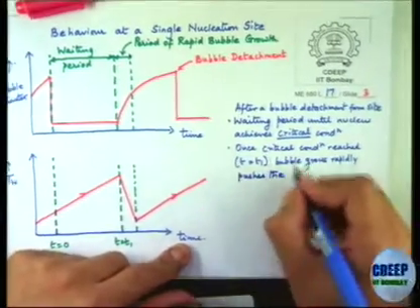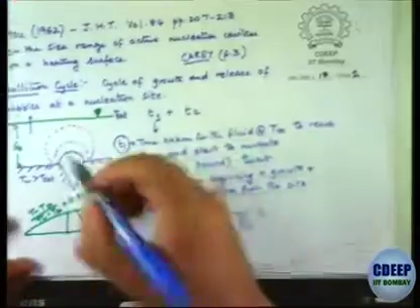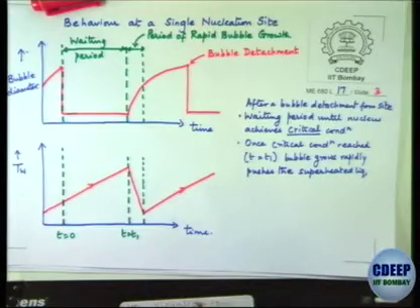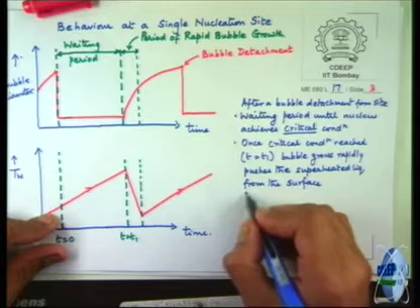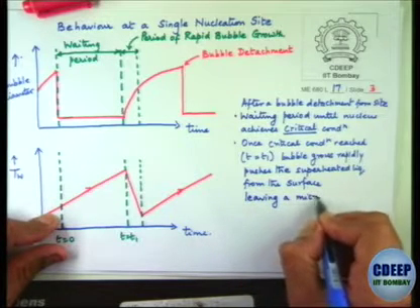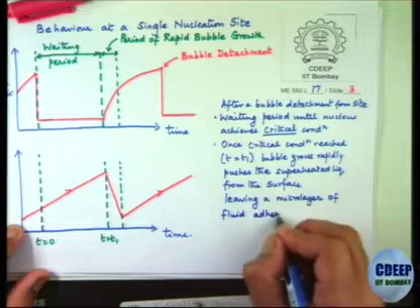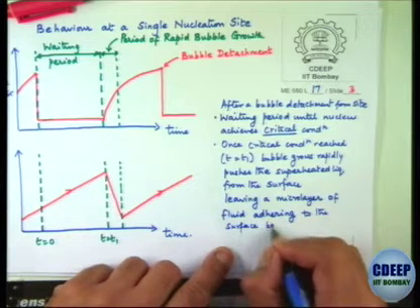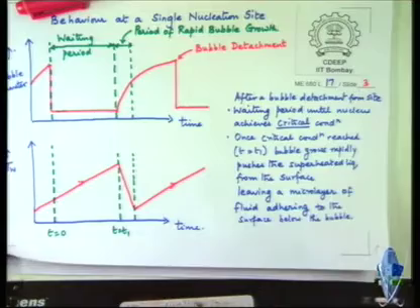It pushes the superheated liquid. So as it is growing, the liquid which is surrounding it has to get pushed away. That's what it's trying to do. So it pushes the superheated liquid away from the heated surface, leaving a micro layer of fluid adhering to the surface below the bubble. Okay, the surface below the bubble.